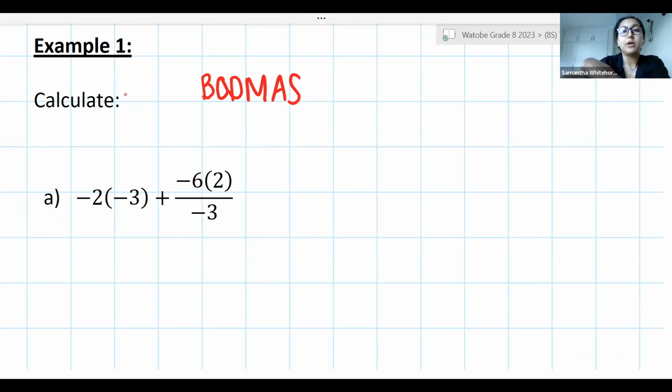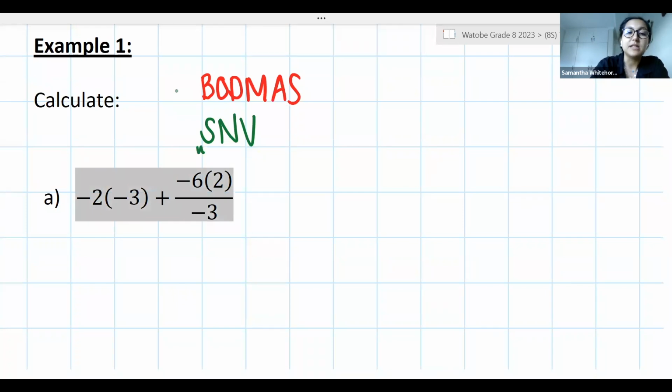The other thing that we want to remember is signs, numbers, variables. Now, obviously, we haven't dealt with variables yet. When we get to algebra, that will become important. But what you need to take away from this is deal with your signs and then deal with the multiplication or the division of your numbers.